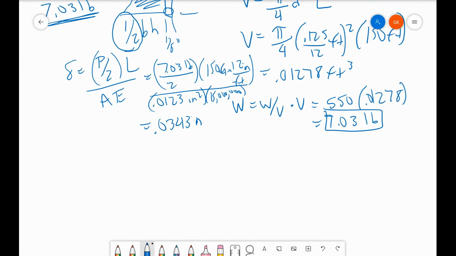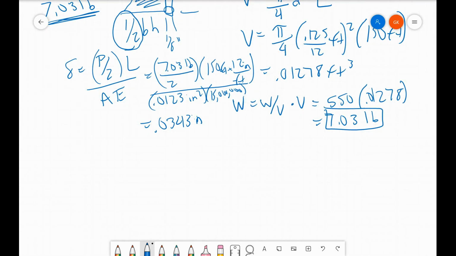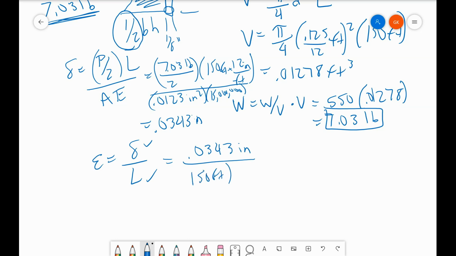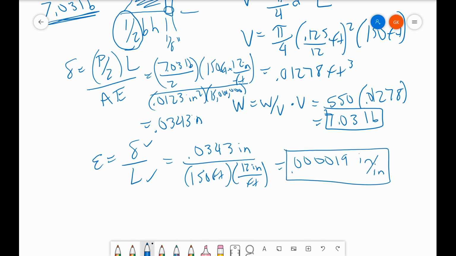The average strain is pretty easy to calculate because we already know the elongation and the total length. Strain is equal to elongation over length. That's 0.0343 inches over 150 feet times 12 inches per foot, which is very, very small, 0.000019 inch per inch. This is just due to its own weight, though.